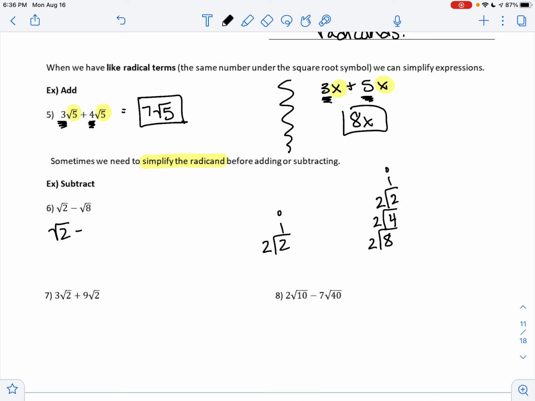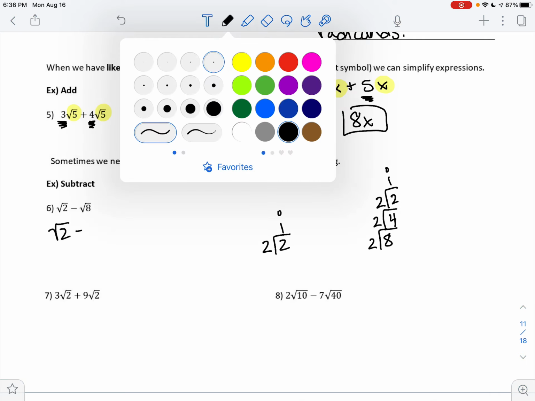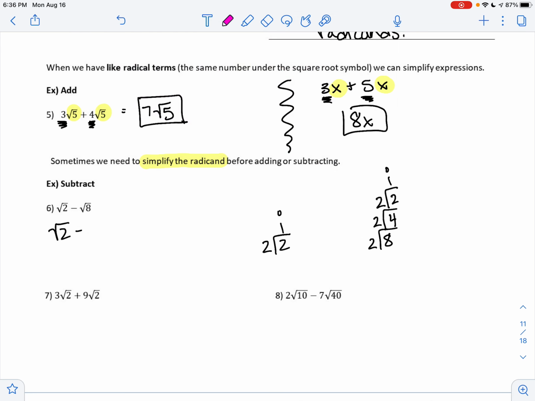That's the candle to your cake. I am looking for pairs of numbers to leave the square root symbol. Here I have a pair of 2's that can leave. This 2 does not have a pair, so that 2 is going to stay inside the square root symbol.